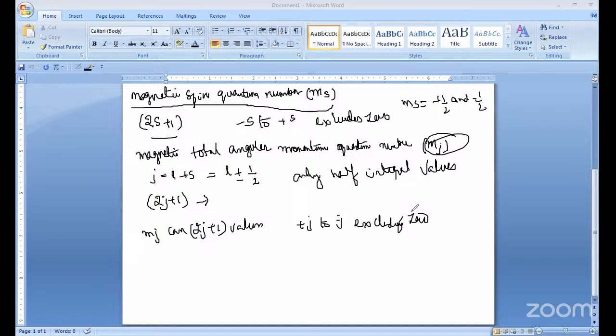So these are the quantum numbers used to designate the quantum state of each electron in a given atom. We will take all these quantum numbers whenever the electron is kept in a magnetic field. Suppose you want to calculate the angle at which it is kept in a magnetic field. As we know, J is equal to L plus S.